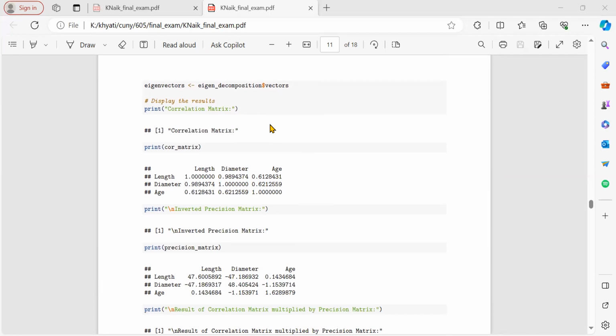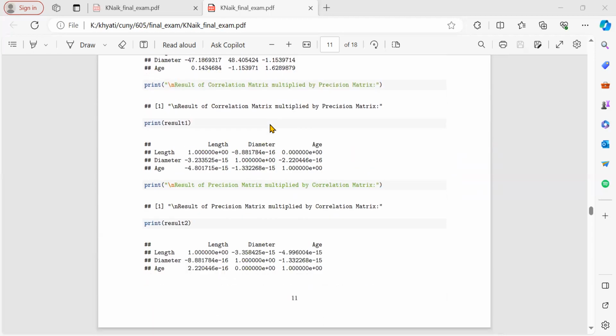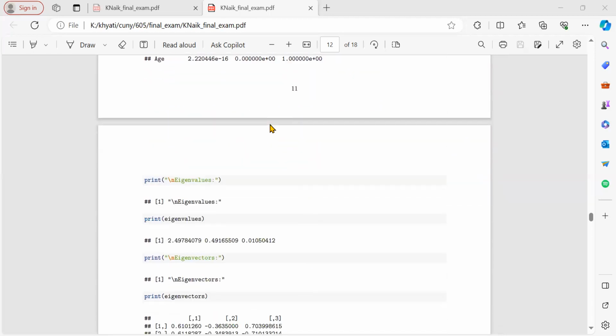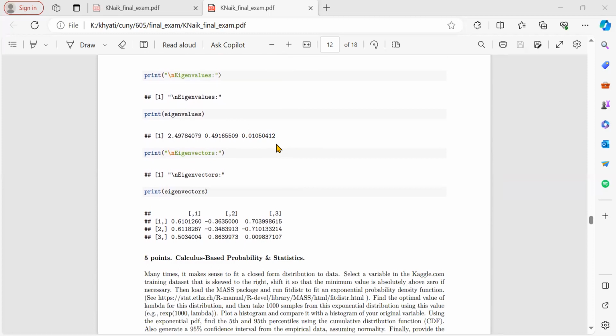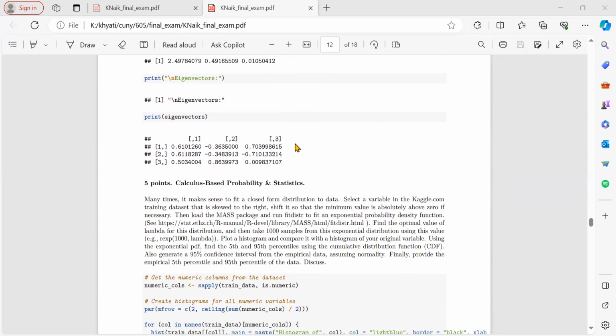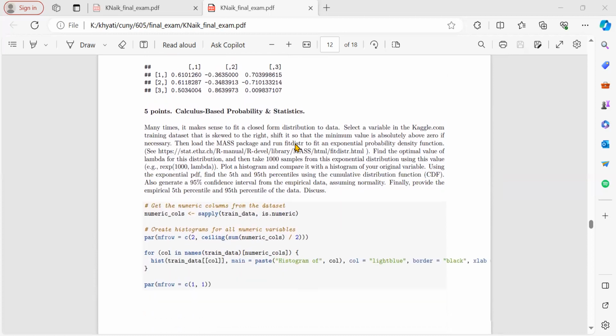So we can see that it sheds light on the interplay between the variables, the eigenvalues. These eigenvalues and eigenvectors contribute to understanding the structure of the data. And we can see the values here.